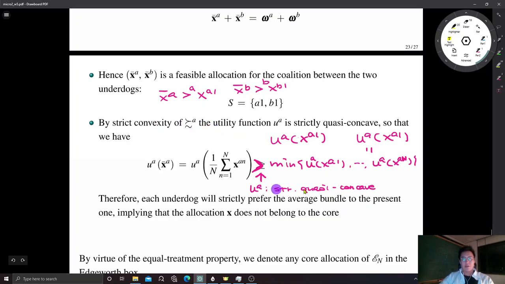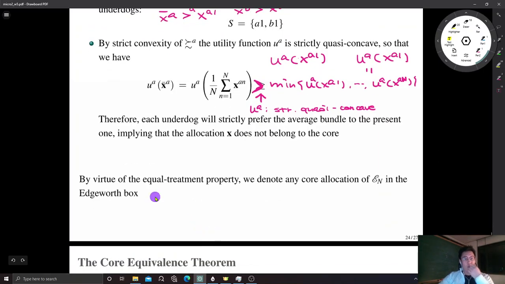Because the utility function is strictly quasi-concave, the underdog of type A will strictly prefer that average bundle to the allocation assigned to himself. The same inequality applies to type B, the underdog of type B. He also prefers the average bundle of type B to his initial allocation. So we show that there is a better allocation for these two members inside the coalition, and that is feasible. So we conclude that allocation X does not belong to the core, because it is blocked by some coalition.